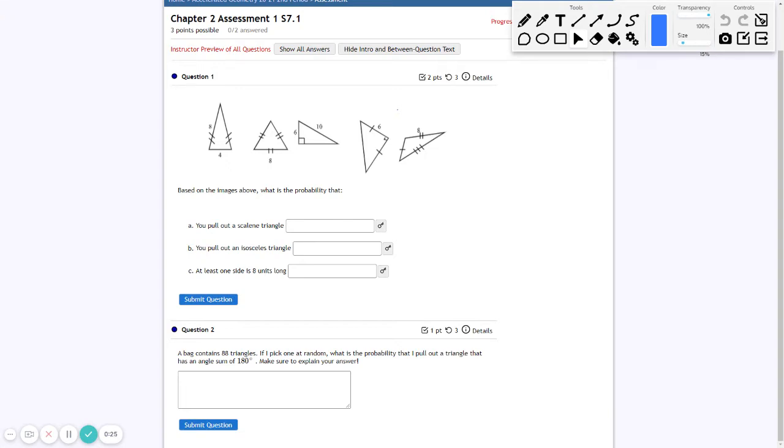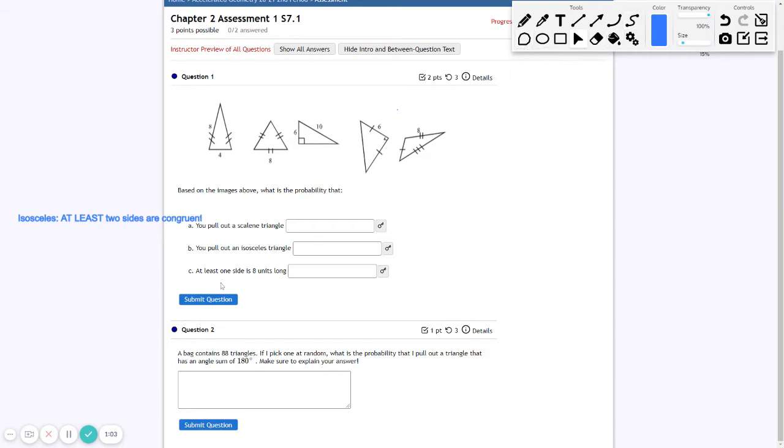So, first is pulling out a scalene triangle. What it means to be scalene is that all sides are different. Isosceles, we said that the definition was that at least two sides are congruent or equal. So I want to write that one actually. Isosceles triangles, that means at least two sides are congruent, which also means just to be equal. Okay, so hopefully that does help there.